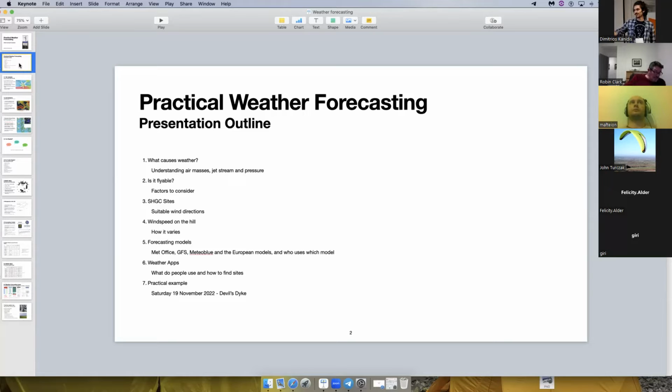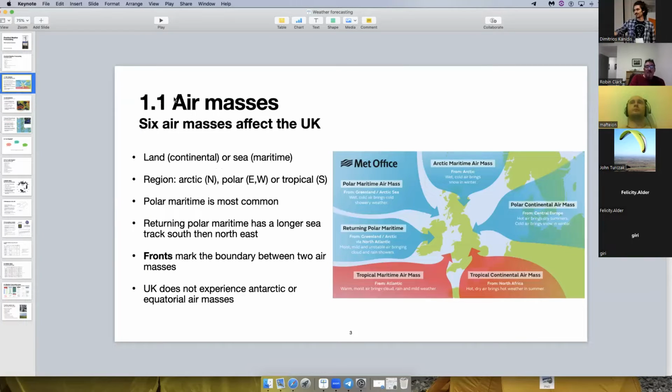We're going to look at air masses, a number of other topics, including forecasting models. But let's begin with looking at air masses. There are 6 air masses that affect the UK. There are 1 or 2 others that basically belong in the southern hemisphere. They don't affect us. That's Antarctic and equatorial air masses.